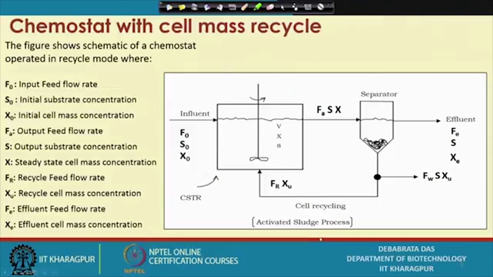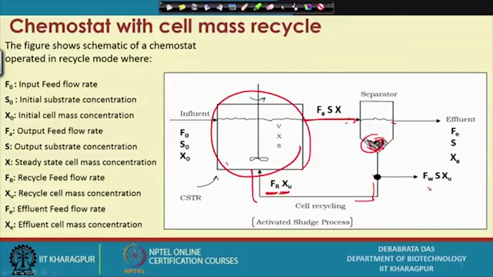Now, this is the process, how it can be explained pictorially like this. So, here as I told you, this is the process. This is a CSTR, continuous stirred tank reactor or chemostat, and this is the influent, and this is what is going out, and this is the cell separator, where the concentrated cells are there. A part you recycle back. This is the recycle flow rate. This is the settled cell. This is the waste flow rate.